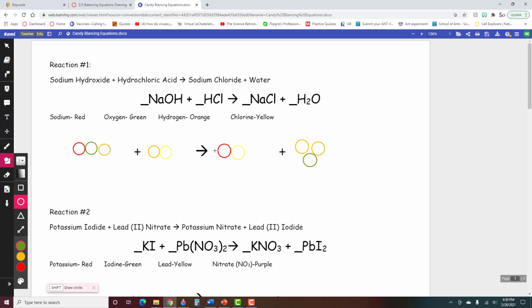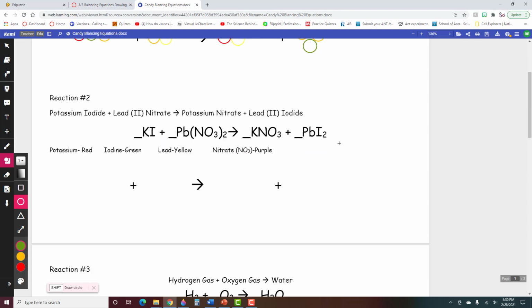And then on the left side you have one yellow circle, and on the right side you have one yellow circle. So everything is balanced, and so these blanks in front here where we would put coefficients if it wasn't balanced, we're just going to leave those blank. You don't have to put in any numbers, you do not have to put in ones. So here we go on to the next one.